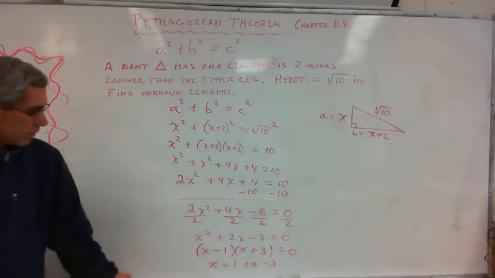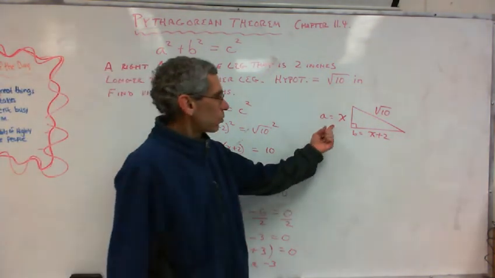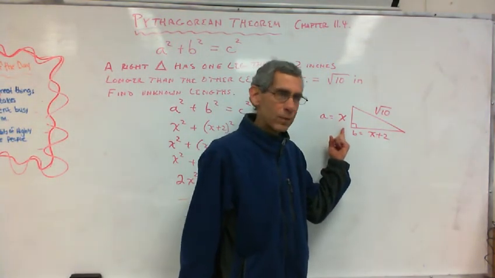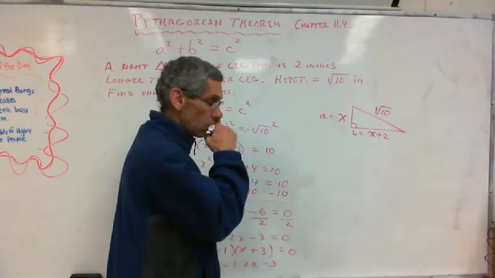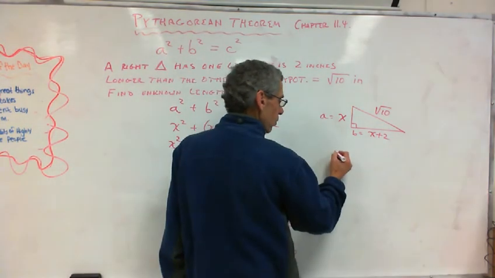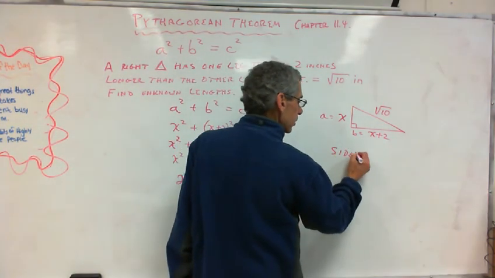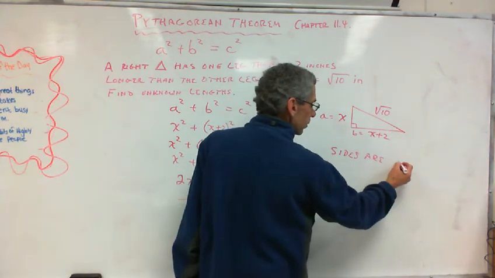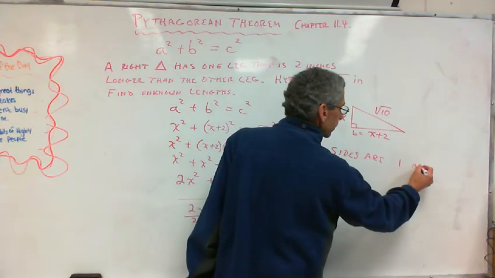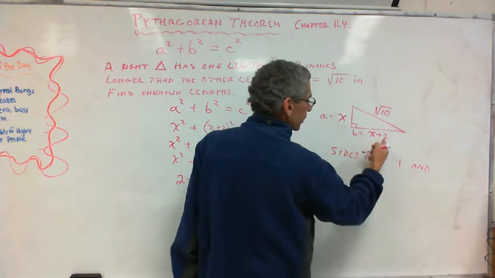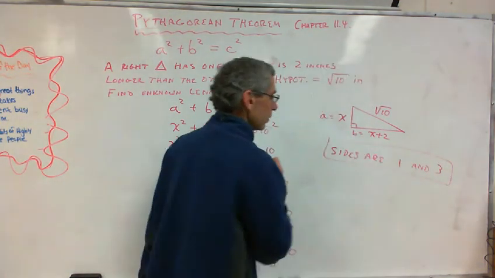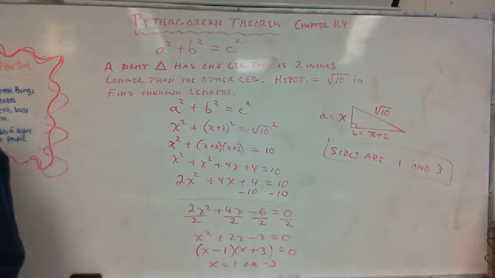And it's probably 1, because you guys have a negative leg, probably not a negative 3, right? That would be weird. Probably a 1. So what are our sides? Our sides are x is 1, 1 and 1 plus 2, which is 3. There we go. So we did it really easily.